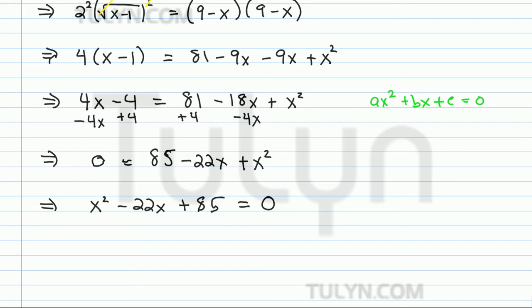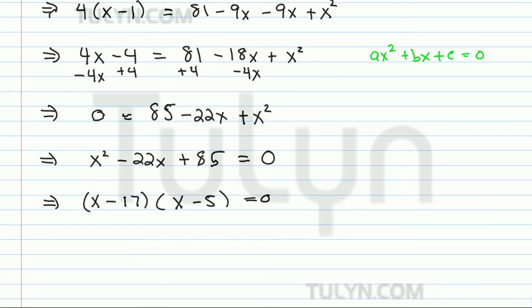And as it turns out, 85 factors into 17 and 5, so negative 17 and negative 5, which if you add them together would give you negative 22. So this becomes x minus 17 times x minus 5, which is equal to 0. And then using the zero factor property, we know that x minus 17 is equal to 0, or x minus 5 is equal to 0. So x is equal to 17, or x is equal to 5.